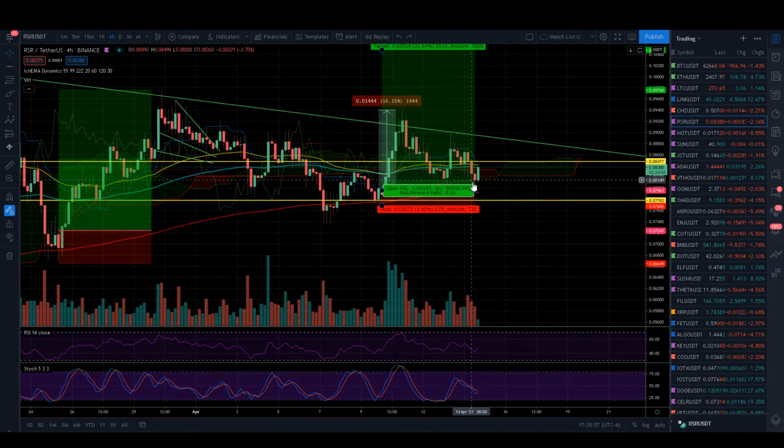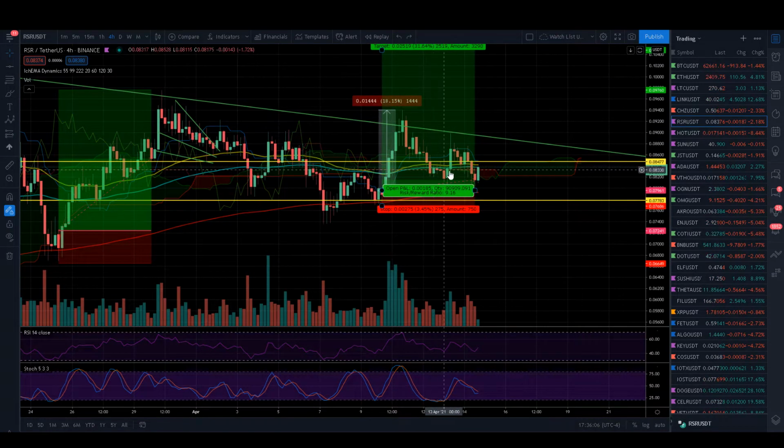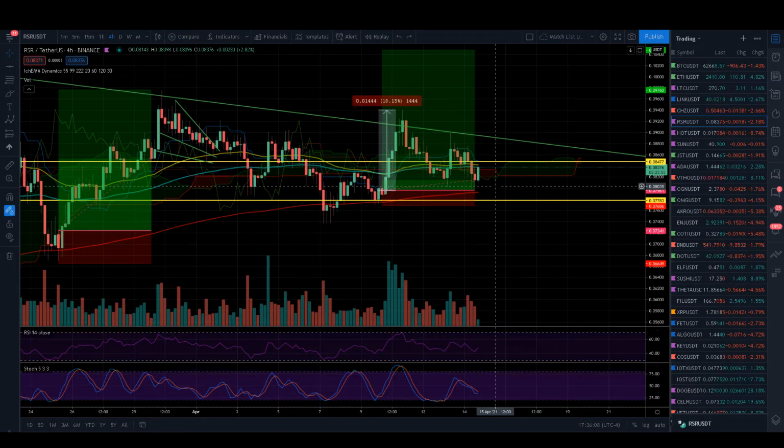So RSR got the retrace back close to my original entry. This is a really good time to get in. Back close to my original entry, probably close to starting a new leg up. We had that almost full retrace here. She's looking really bullish, and she held to this horizontal support structure.